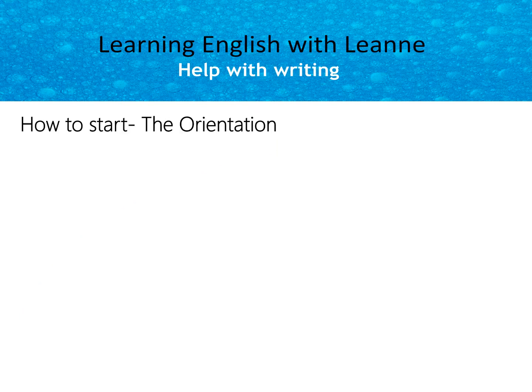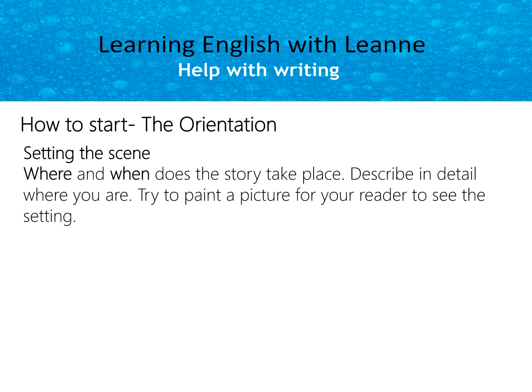How to start the orientation. There are some things we must write about for a good orientation. First is setting the scene. Where and when does the story take place? Describe in detail where you are. Try to paint a picture for your reader to see the setting.